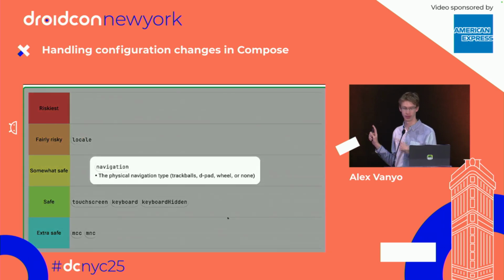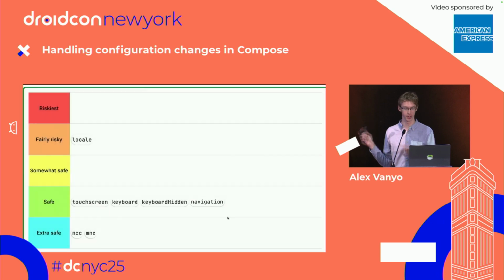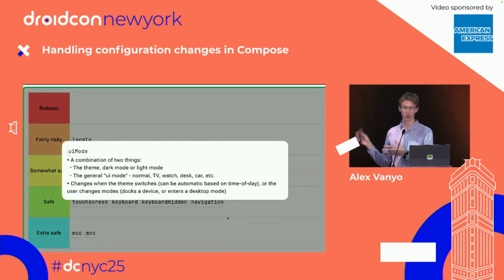Next, navigation. The physical navigation type. Things like trackballs, D-pad, wheel, or none. This one, if you probably have never thought about this, it's kind of a very old one, back when phones looked a lot different than they are now. You probably aren't using this at all. It's pretty safe.